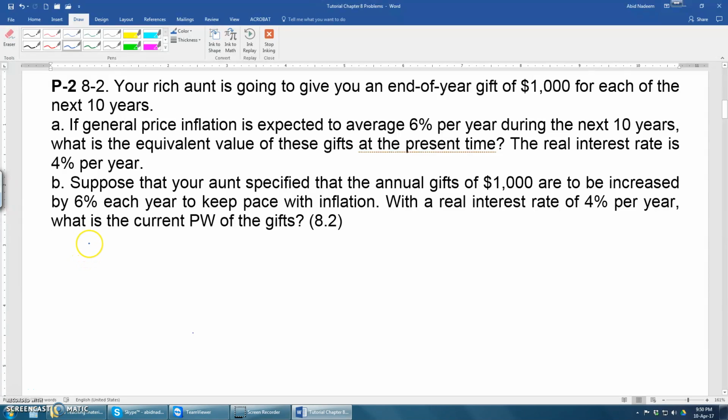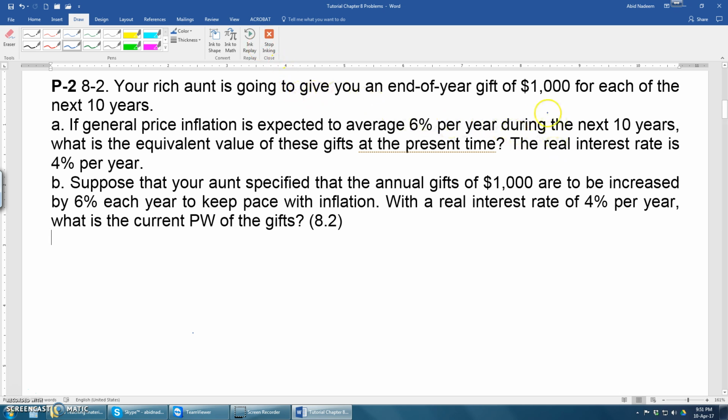Problem 8-2. Your rich aunt is going to give you an end of year gift of $1,000 for each of the next 10 years. Part A. If general price inflation is expected to average 6% per year during the next 10 years, what is the equivalent value of these gifts at the present time? The real interest rate is 4% per year.